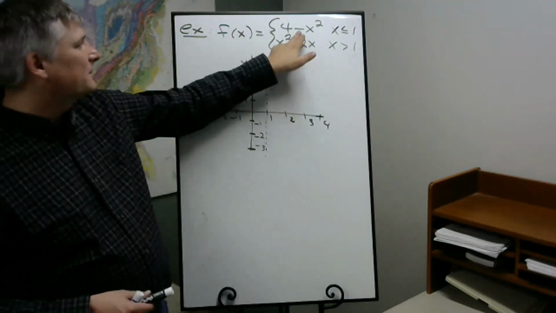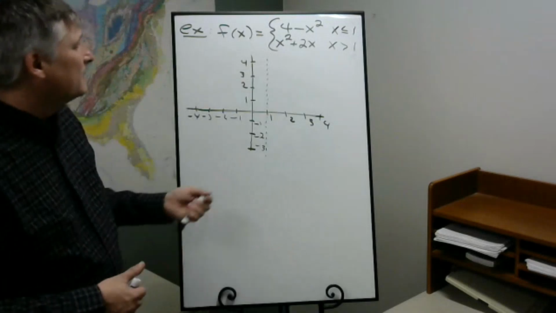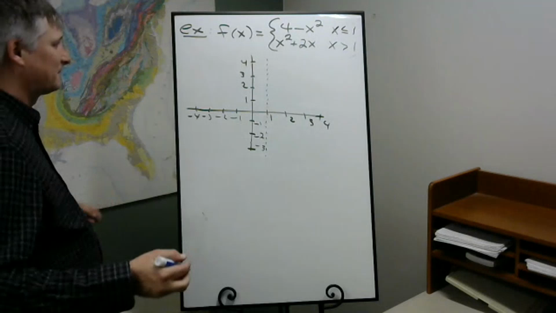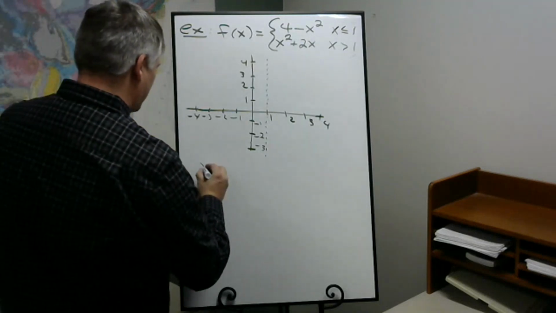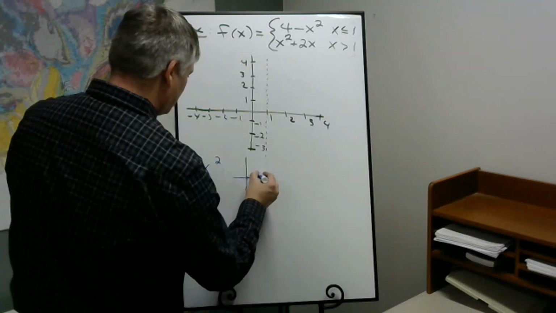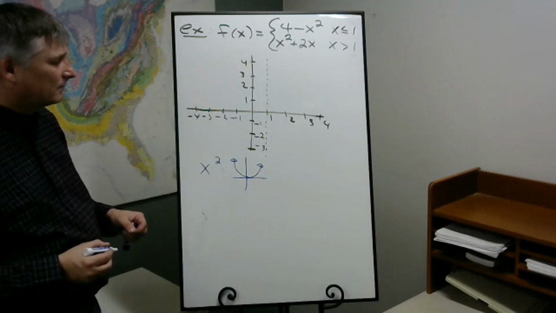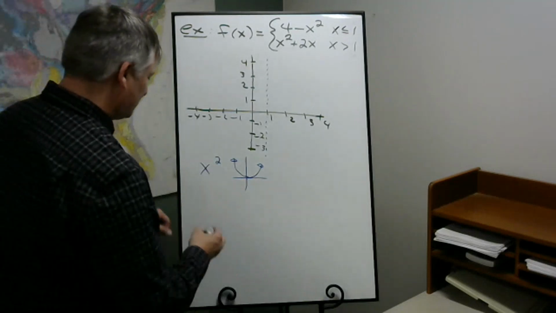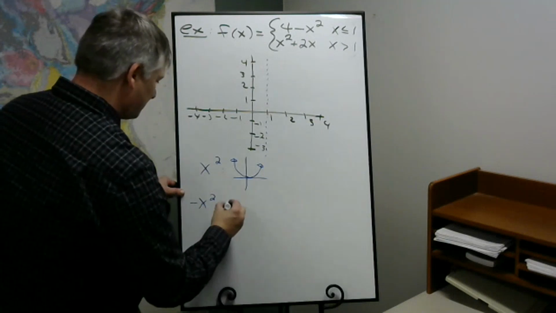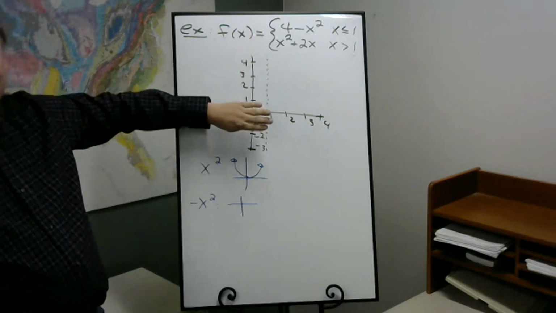So let's take a look at this. We've got to graph this. Now, if you have a graphing calculator, this is easy to do. But if you don't have a graphing calculator, you can do this. Start out with x squared. Now, x squared looks something like that. Now, let's take a look at negative x squared. That will just flip that parabola down.